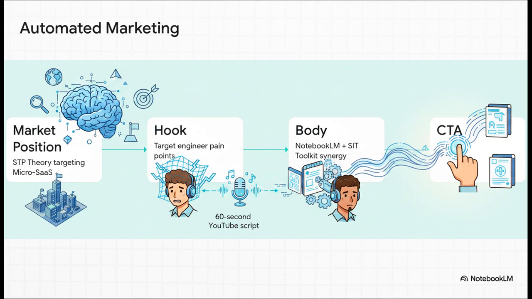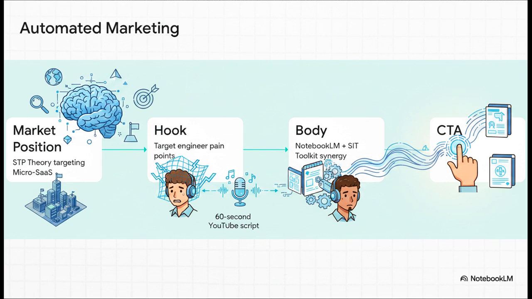Step 1 is applying STP theory: segmentation, targeting, and positioning. We are laser focusing specifically on micro-sauce founders. These folks have incredibly niche markets, so they require absolute surgical precision in their messaging. Then we walk the audience through a psychological journey using a 60-second video script format.